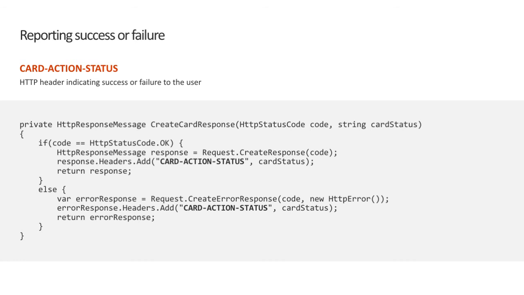If it was not, or if there was an error, then I'm going to create an error response. So you can see where the request creates a new error response. And in that error that I'm passing back, I'm including a header, a card action status with the message, and then I'm going to return back that error message.